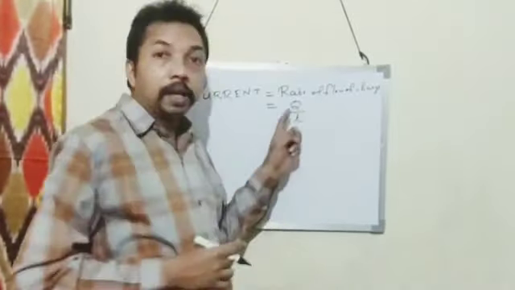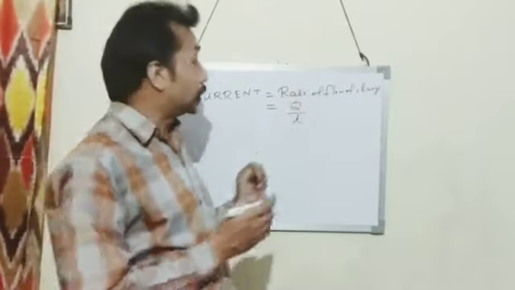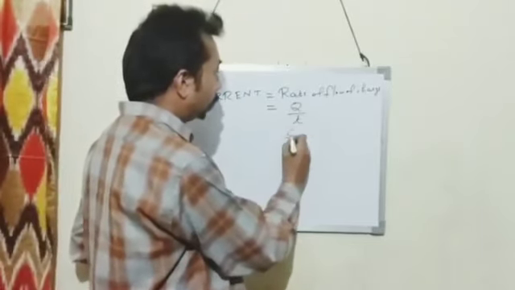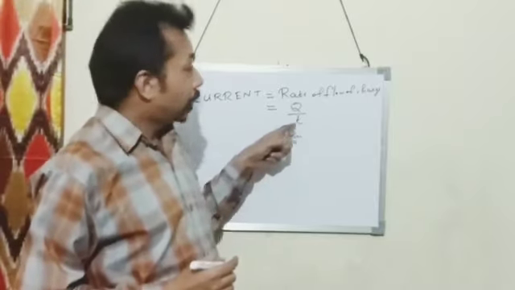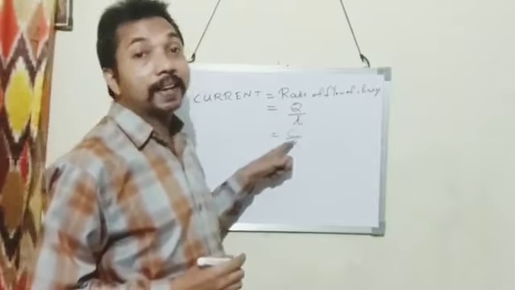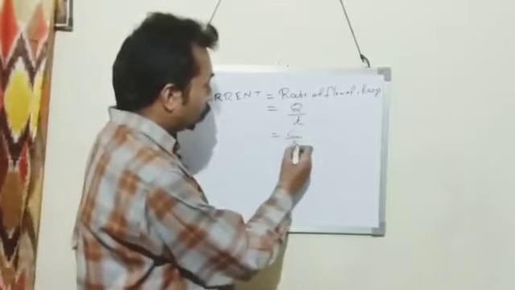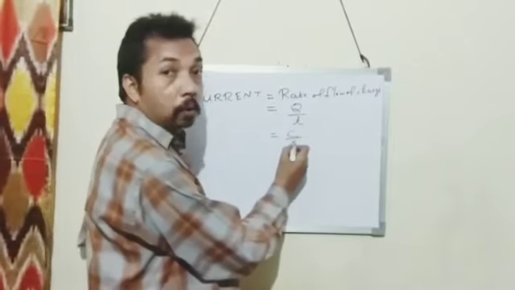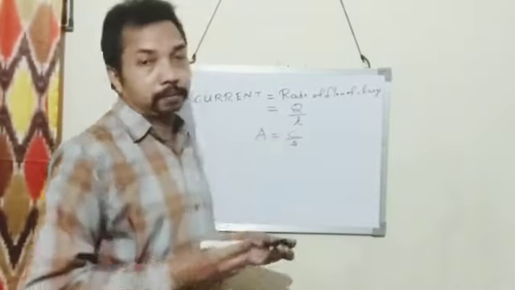Now we say the unit of charge. The unit of charge is coulomb and unit of time is a second. When 1 coulomb of charge flows in 1 second, then current is said to be 1 ampere.